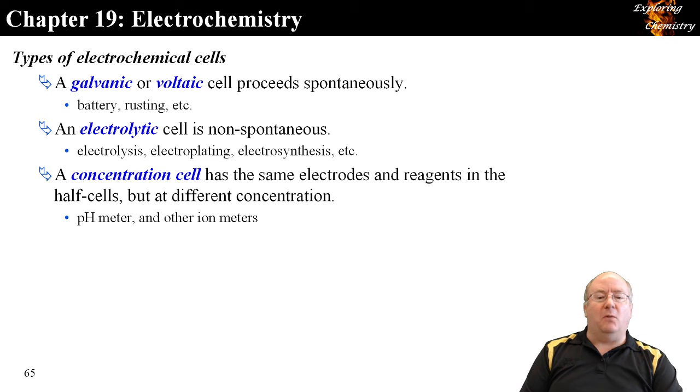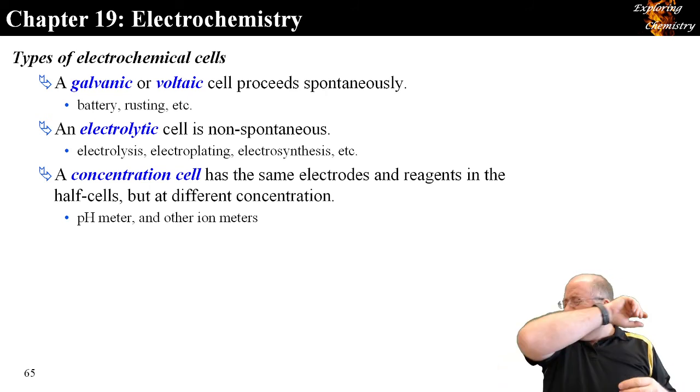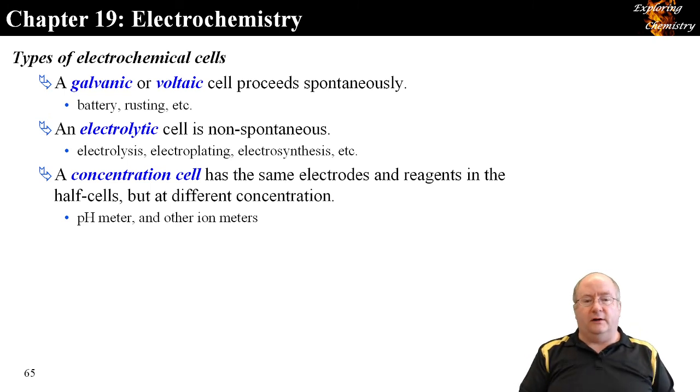And finally, more in the analysis realm, we have what's called a concentration cell. A concentration cell has the same electrodes and reagents in each of the two different half cells, but they're at different concentrations. And from that, we can determine information about one cell or the other. So a pH meter, many meters that you deploy in environmental science, in monitoring systems, and even in industrial applications, they're concentration cells that measure whether it be pH, atmospheric reagents, that type of contamination. They're concentration cells, possibly.